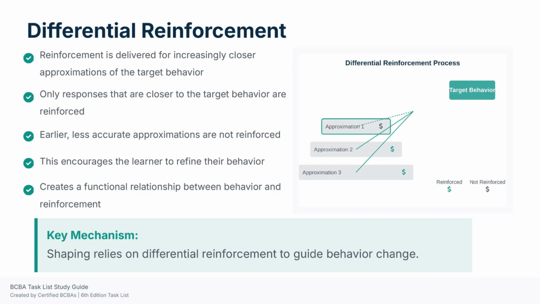At the heart of shaping is differential reinforcement. This means reinforcement is delivered selectively, not equally, across all responses. Behaviors that are closer to the target are reinforced. Earlier or less accurate forms are no longer reinforced in the same way or may not be reinforced at all. In this way, reinforcement acts like a guide. It tells the learner which responses are moving in the right direction. So if shaping is the overall procedure, differential reinforcement is the mechanism that drives the change.